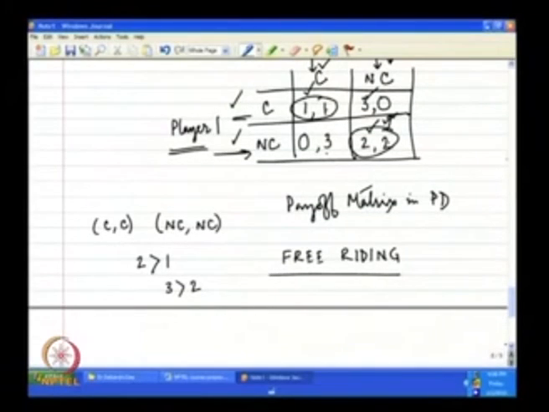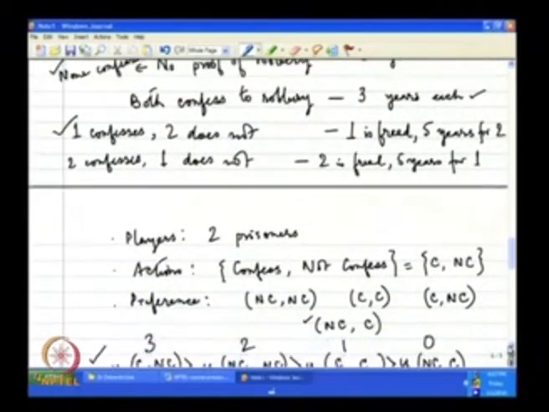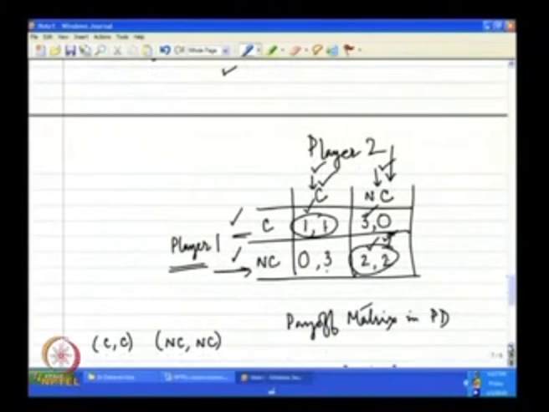So, that is what is meant by free riding. Another interesting thing is that if you look at this game a little bit carefully, at this payoff matrix, let us take it from the point of view of player 2. If player 2 knows that player 1 is going to play NC, obviously as I have said, he is going to play C. But if player 2 knows that player 1 is going to play C, then what does he do?